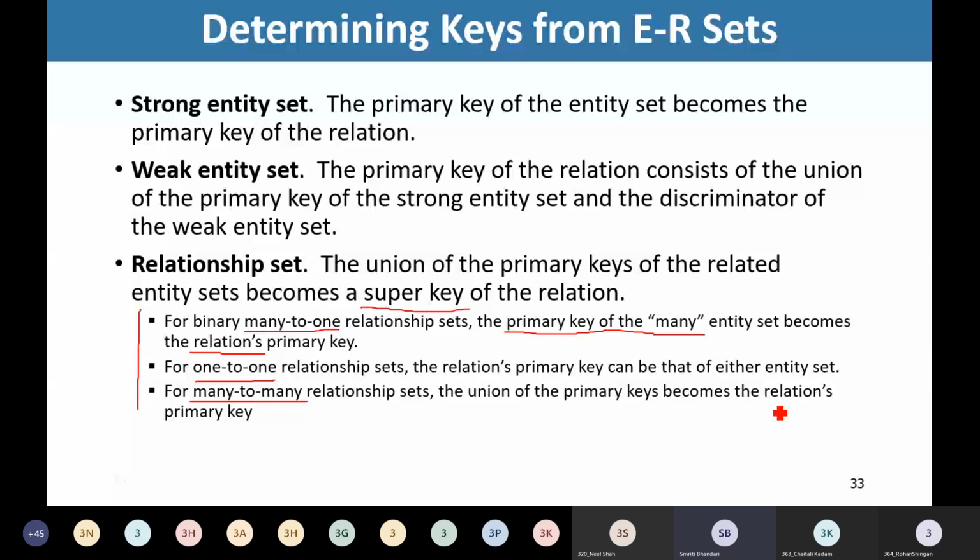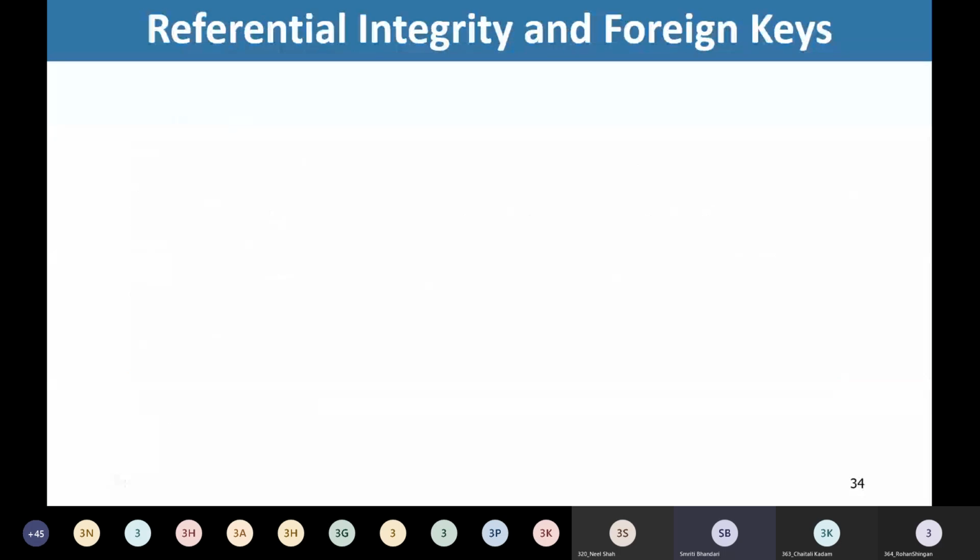So these are very important guidelines to determine the primary keys of the relationship sets, or the primary keys of the relations corresponding to the relationship set in my ER model. Okay, now let us proceed to the concept of referential integrity and the foreign keys. So very important concept, please concentrate. Referential integrity and the foreign keys.